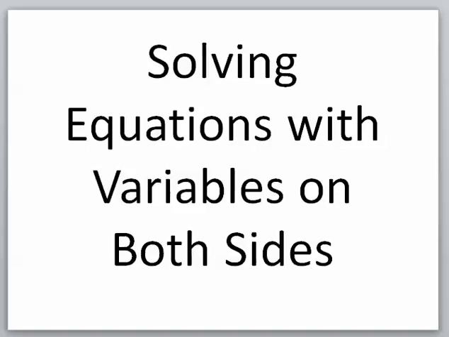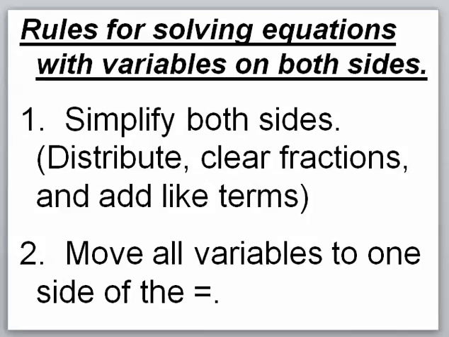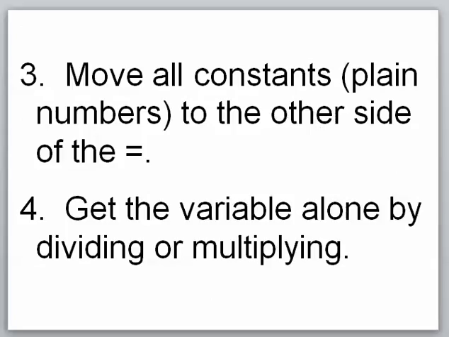Alright, today we're going to start looking at problems where we have variables on both sides of the equations. When you have variables on both sides, we need to simplify both sides by distributing, clearing fractions, and adding like terms. Once we've done that, we'll move all the variables to one side of the equals and all the constants to the other side of the equals. The last thing we'll do is divide and multiply to get the variable by itself.